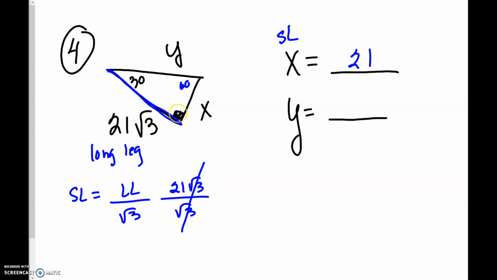Now, because this is our 90-degree angle, this is our hypotenuse. So how we find our hypotenuse is we're going to take the short leg times 2, and so we're going to get 42 for y.